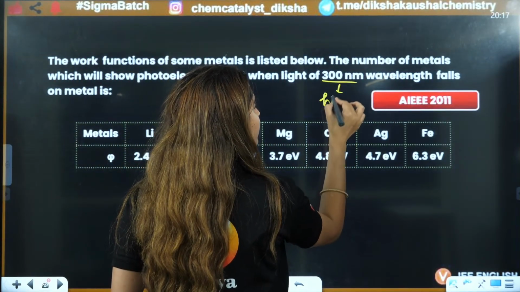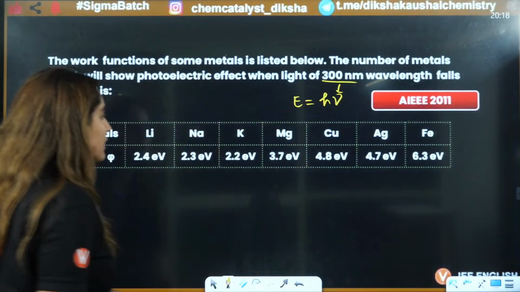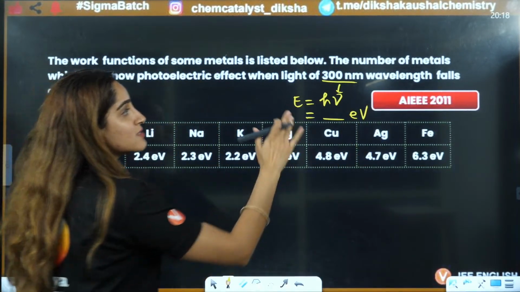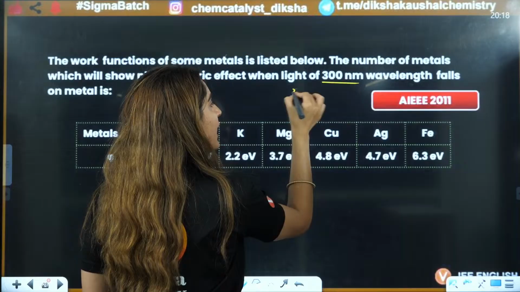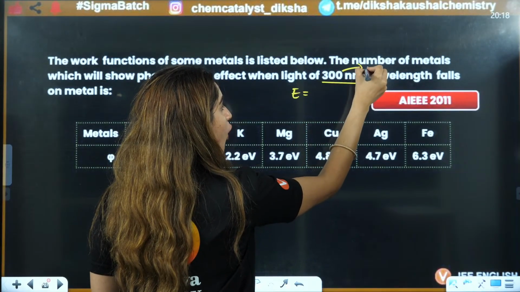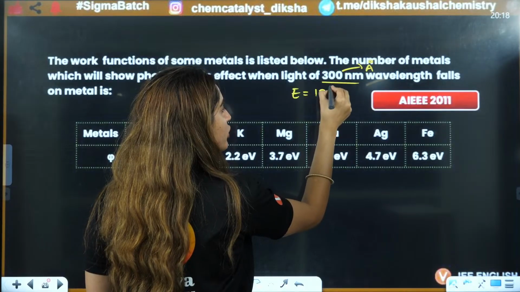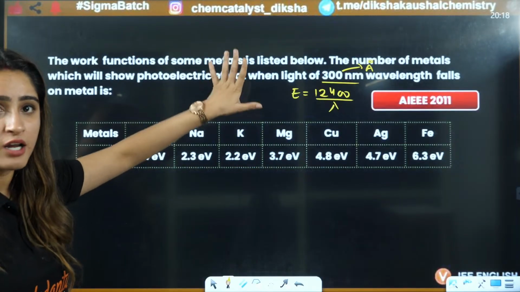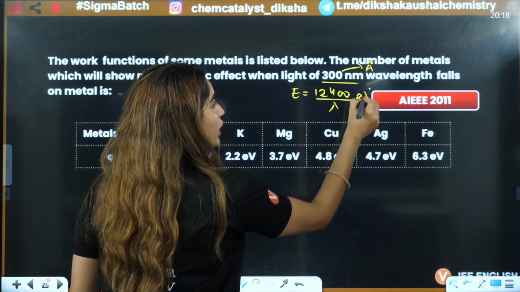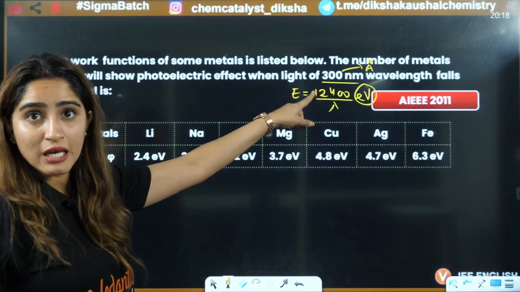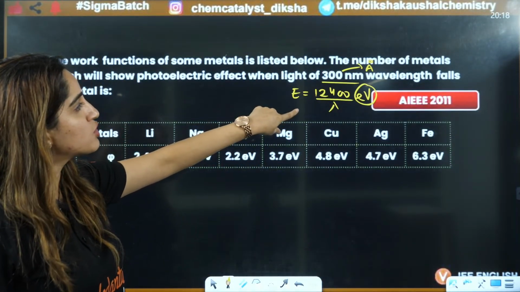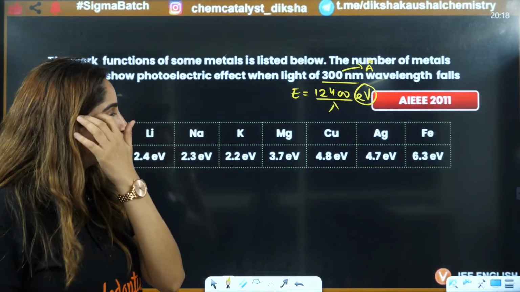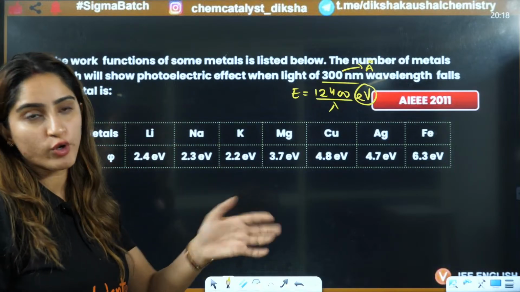From this you have to calculate h mu, that is the energy. You have to calculate the energy in electron volt. Because the wavelength is given in nanometer, you can convert it into angstrom and easily apply the formula 12400 by lambda, then calculate the energy in electron volt. This is the energy of the incident light. If it is greater than the work function of a metal, that metal will show the photoelectric effect.